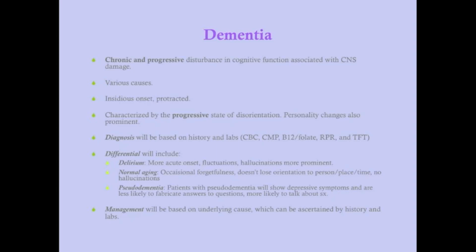The differential for dementia will be, of course, delirium, which has a more acute onset and it fluctuates. Hallucinations are also more prominent in delirium, but they can also be present in dementia.